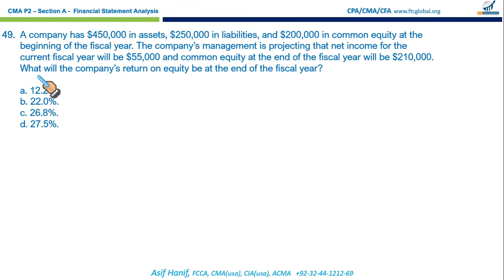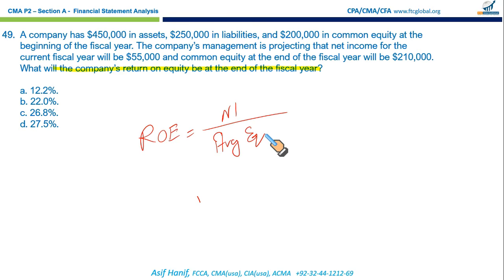What is needed? It says, what will be the company's return on equity at the end of the fiscal year? Return on equity. We know return on equity is equal to net income over, ideally, average equity. Let's see what we have been given. A company has 450,000 in assets, 250,000 in liabilities, and 200,000 in equity at the beginning of the year. So that means we have been given the opening equity. The company's management is projecting that net income for the year will be 55, right? That's good. And equity at the end will be 210. We got what we needed.